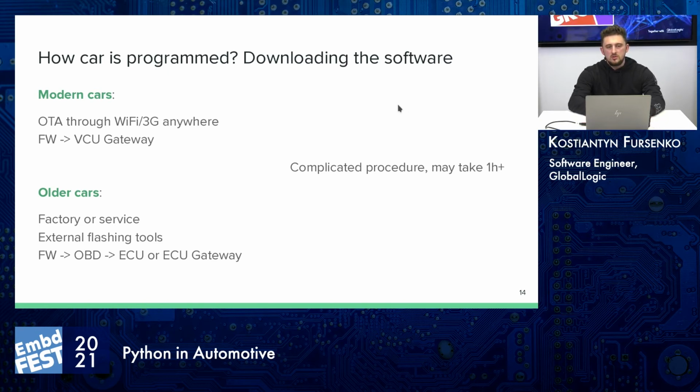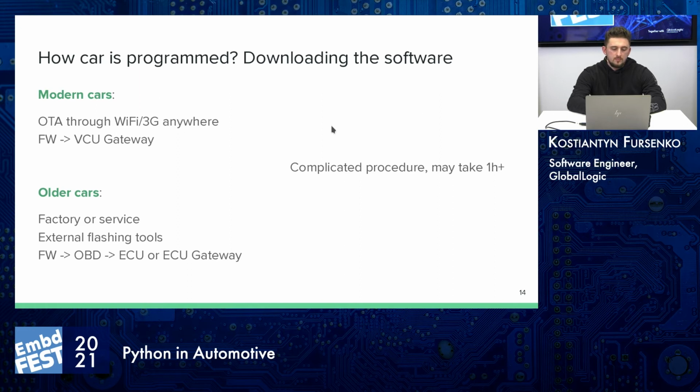How is software downloading performed? For modern cars, it's performed mostly with over-the-air updates through Wi-Fi or 3G anywhere, and the firmware package is downloaded to the VCU. So the VCU acts like a gateway here and receives those packages, decides which of them should be flashed, and communicates with dependent ECUs. So it communicates with their bootloaders, flashes them, and so on.